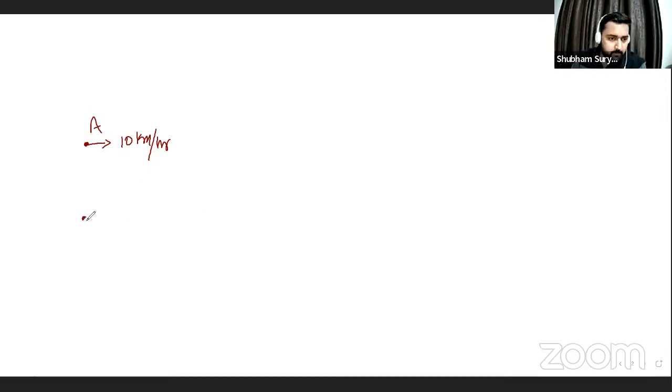There's a person B who can travel at the rate of 15 kilometers per hour. Now if B tells A, "Let's have a race," the person A will definitely not agree with this. Why? Because person A is aware of the fact that B is faster.